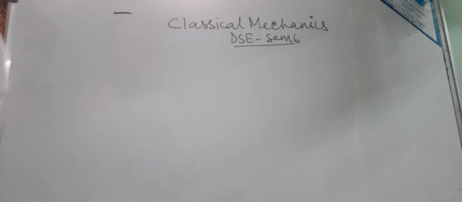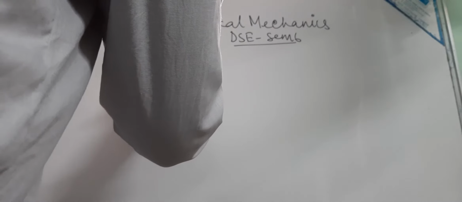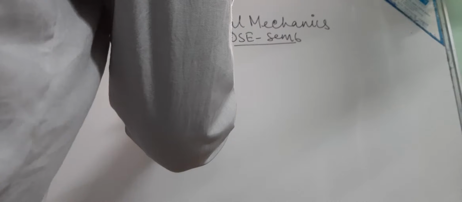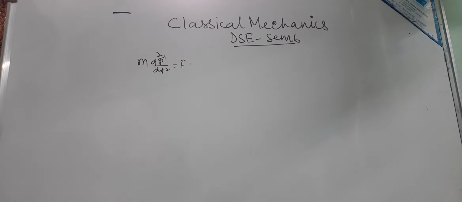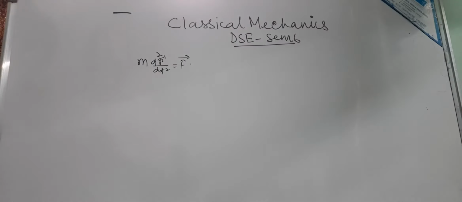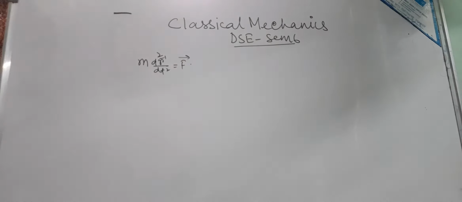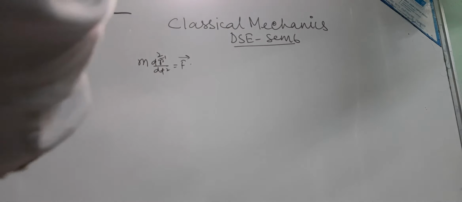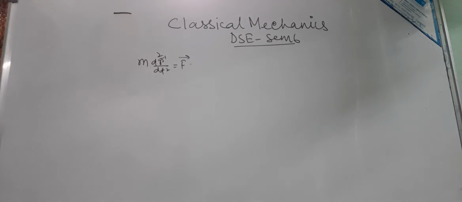We start with Newton's law to discuss the equation of motion. The equation of motion says m d2r by dt square equals F, the force acting on the object, which is a vector quantity, which has both magnitude and direction. To discuss the equation of motion, we need this equation.